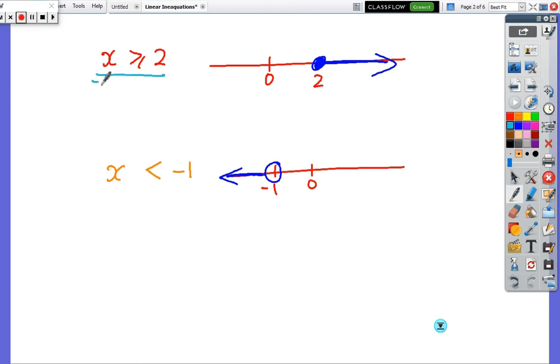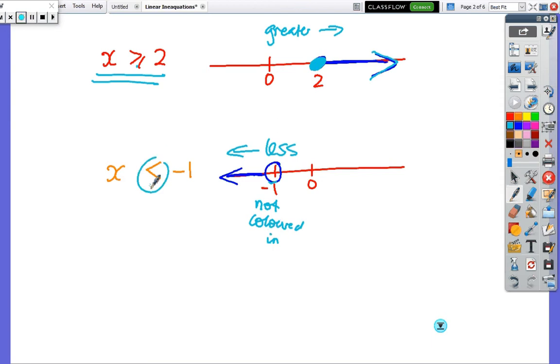So for instance, if we have an answer at the end of the day where it says x is greater than or equal to 2, because there's an equal sign, we colour in at 2, and greater than is always to the right. So greater than always goes to the right, and less than always goes to the left. For the second one, if x is less than -1, we go to -1 and we don't colour it in, because it doesn't have an equal sign as part of the less than sign, and then we just arrow to the left. Okay, so copy that and come across when you're ready.